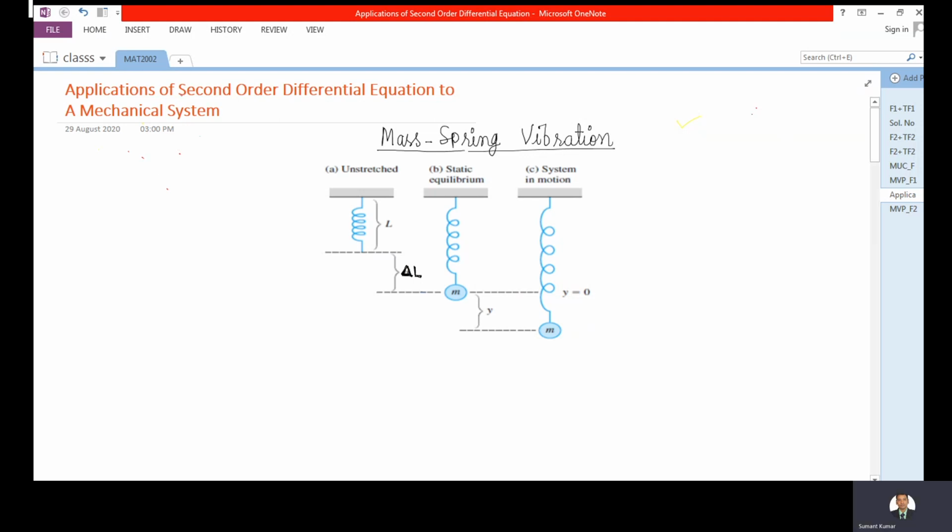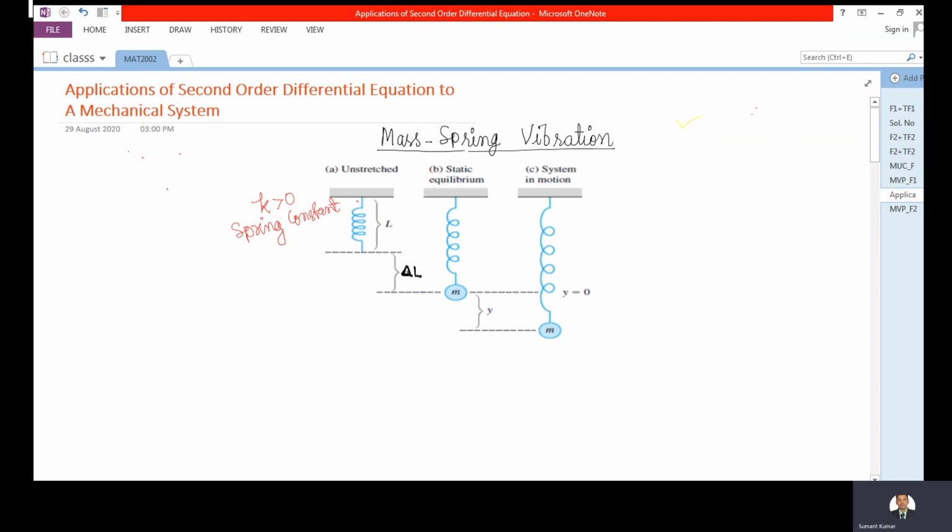So here, as we can see in the figure, it is very clear that we have a spring of length L. This is the unstressed length, you can say the natural length of this spring. And k is a constant we call the spring constant. Actually, this is the stiffness of the spring, and this is a positive constant.